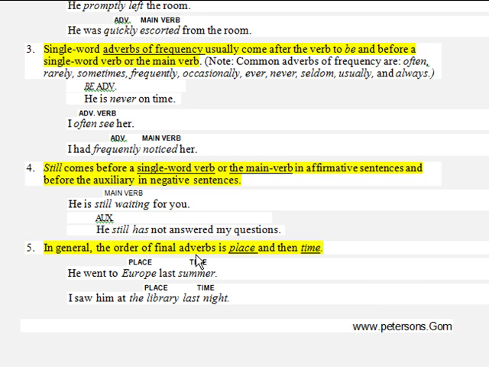You go down to example number 5. In general, the order of final adverbs is place and then time. And here we have an example of that. He went to Europe last summer. And the second one: I saw him at the library last night.